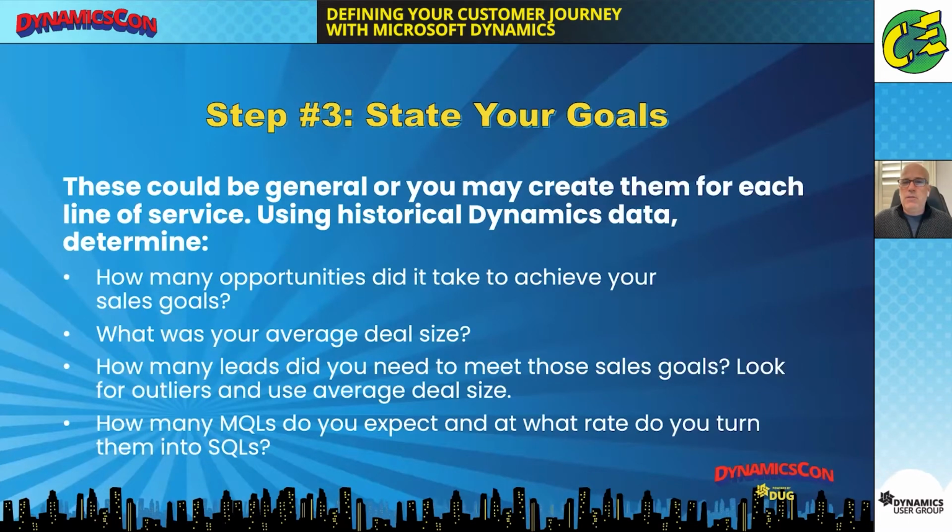These could be general, or you may create them for each line of service, but you're going to use historical data and Dynamics to determine how many opportunities it took for you to achieve your sales goals. What was your average deal size? How many leads did you need to meet those sales goals? You can look for outliers: some were just a gimme win for you, and some were far more difficult, maybe a two or three year effort. Use average deal size, dollar value, to get to a true average, not one that might be distorted by a really small or very large sale. And then how many marketing qualified leads do you expect, and at what rate do you expect to turn them into sales qualified leads?